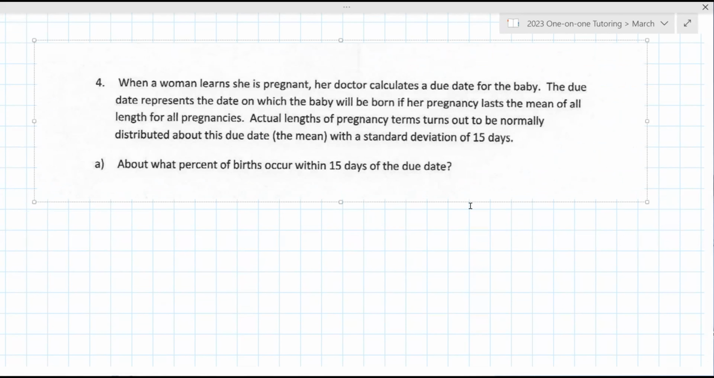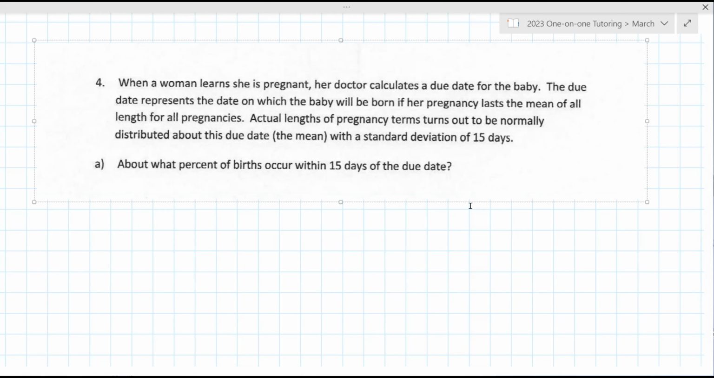All right, when a woman learns she is pregnant, her doctor calculates a due date for the baby. This is completely true. The due date represents the date on which the baby will be born. Pregnancy lasts the mean of the lengths of all pregnancies. Actual lengths of pregnancy turn out to be normally distributed about this date, with a standard deviation of 15 days.